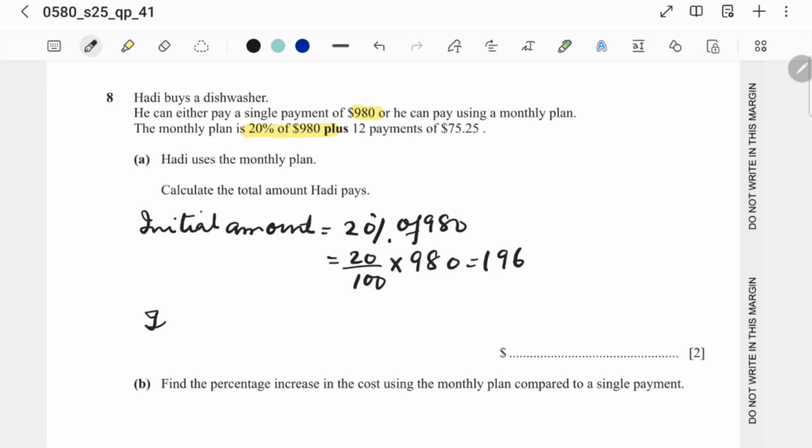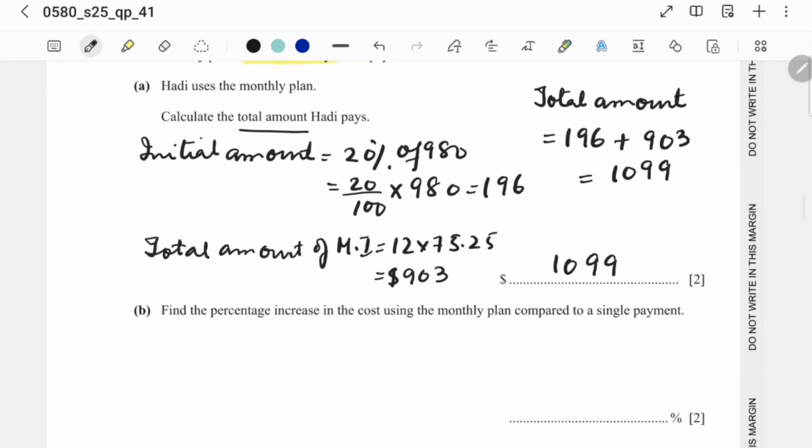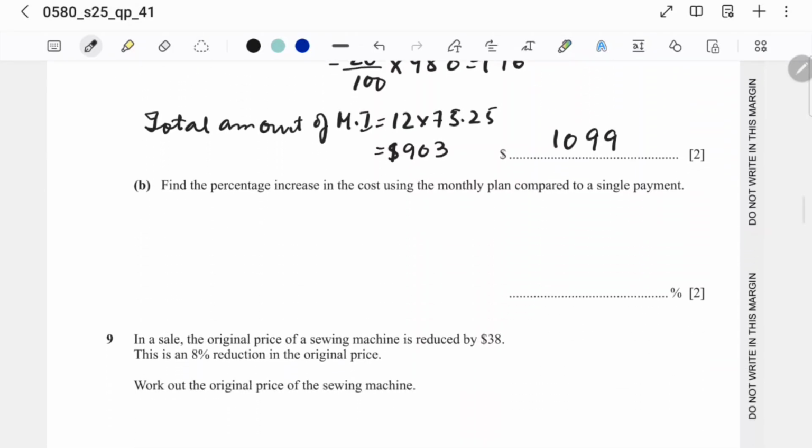So the total amount of monthly installments is equal to, we multiply 12 times 75.25, that is equal to $903. Okay, so we are going to find out the total amount Hadi pays for the monthly plan. You just add both the values, 196 and 903 together, that is $1,099.